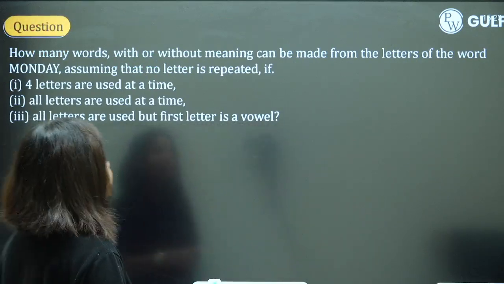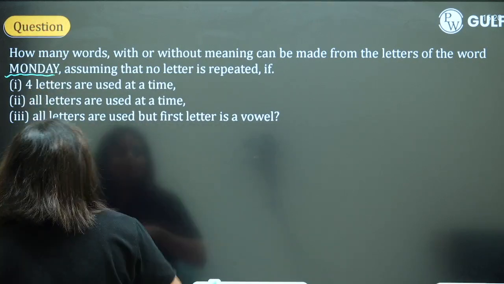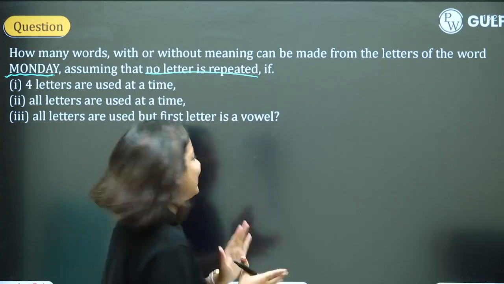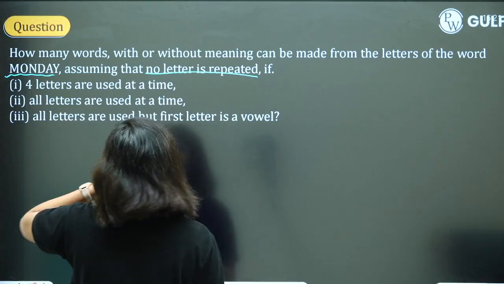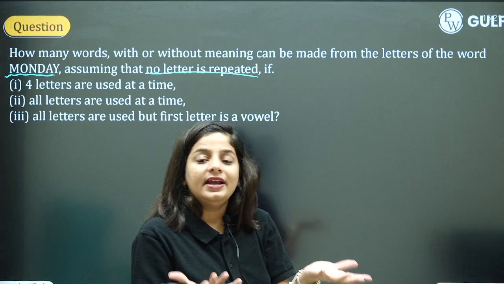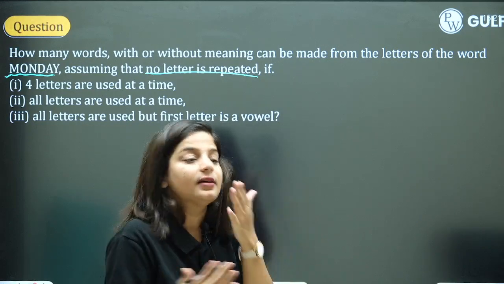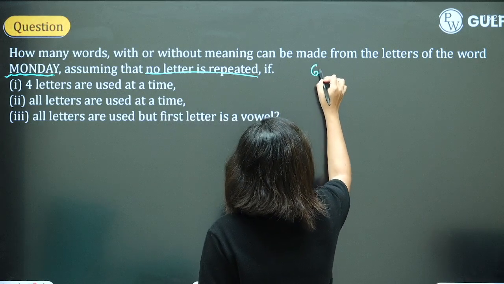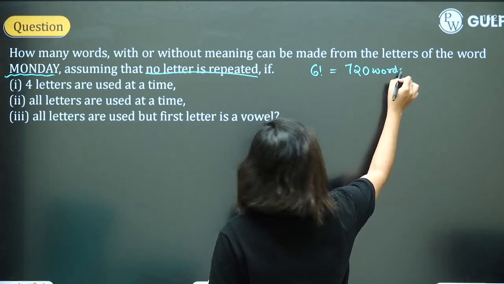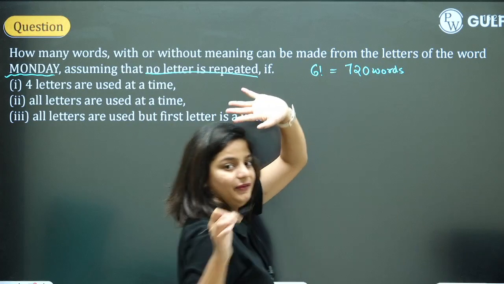How many words, with or without meaning, can be formed from the letters of the word MONDAY, assuming that no letter is repeated, if 4 letters are used at a time? Firstly, Monday has 6 letters. In how many ways can the letters of the word Monday be arranged to give different words? It can be arranged in 6 factorial ways, that is 720 words.